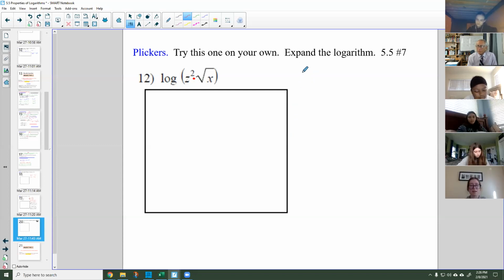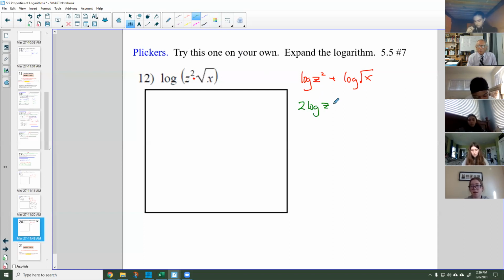You just write log z squared plus log square root of x. Yeah. Okay. Then what? Maybe the power property for the first one. Go for it. Tell me. And that would be 2 log z.